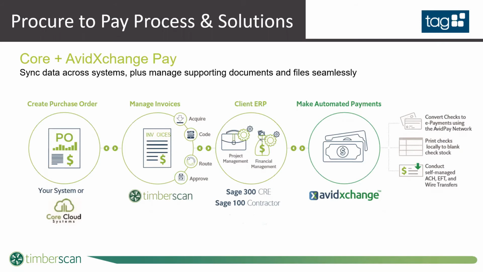TimberScan can also serve as your central repository for managing all invoices and documents. You would route, capture, and approve invoices and documents within the TimberScan system. And then once those invoices are approved, they would flow to Sage, so the 3rd step here, into your ERP system without rekeying of any data. Right, so we've taken it from the purchase order through TimberScan into the ERP system, completely paper-free, without touching a piece of paper. Now, when you're ready to pay those invoices, that's where Avid comes into play.